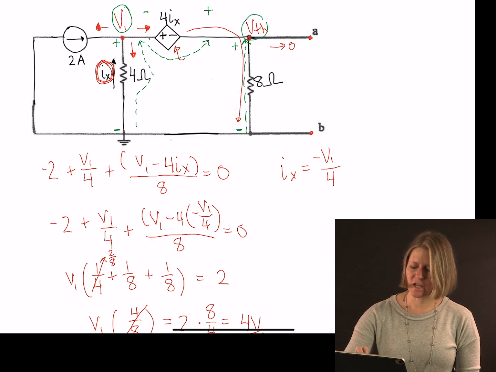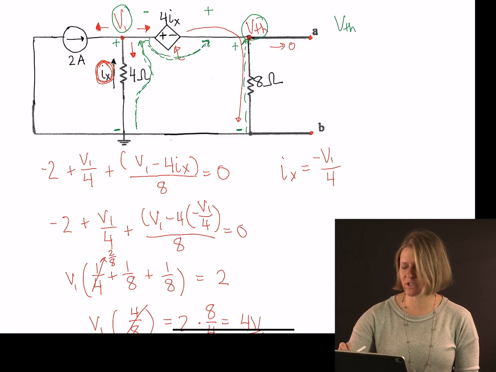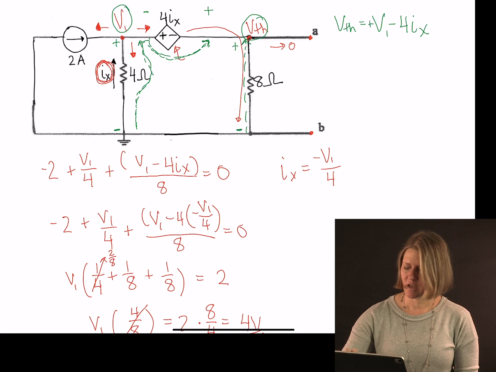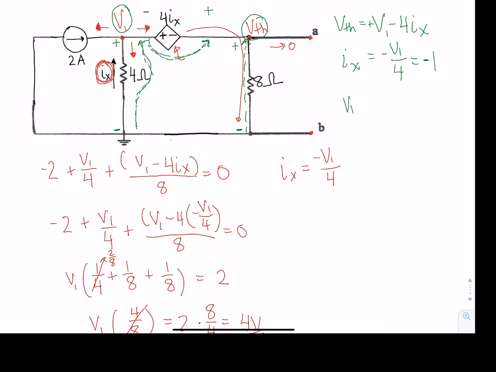So I notice that VTH is going to be equal to this pathway plus this pathway. And measuring all those, I'm going to see that VTH is V1 plus V1 minus that 4Ix. And recall that Ix is minus V1 over 4, and we said that V1 is 4, so this becomes minus 1. And VTH becomes then 4 minus 4 times minus 1. And so VTH will be, the minuses become a plus, and so that becomes 8 volts. So that is my value for VTH.